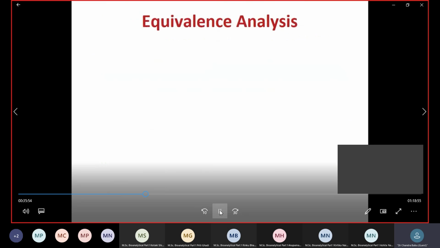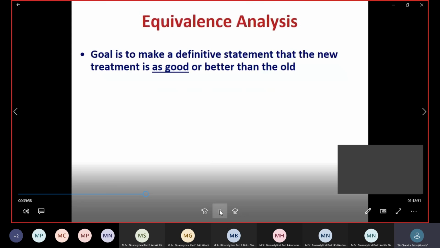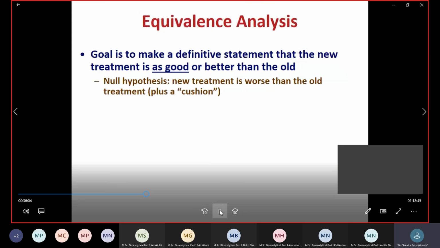And if you do that, you do an equivalency analysis. Same picture. The goal here is to make a definitive statement that the new treatment is as good or better than the old. The null hypothesis is now that the new treatment is worse than the old treatment. And here's the twist, plus a fudge factor. Okay, plus a fudge factor.